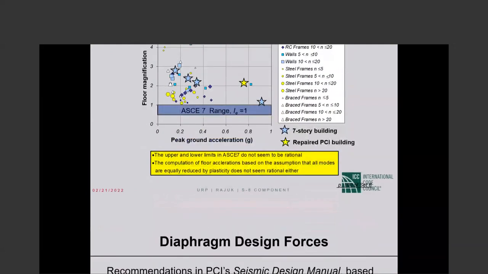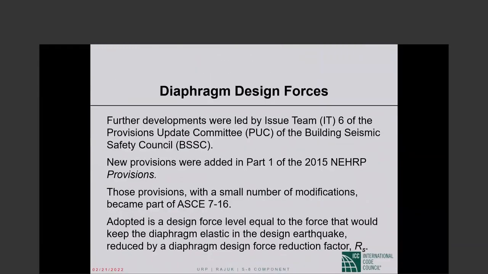In this approach, the new design force level, we are essentially saying that it's not as bad as it looks. You do not have to design for the force level that will keep your diaphragm elastic in the design earthquake, because there is overstrength in your diaphragm, there is ductility in your diaphragm. With both of those being present, if you design for a lower design force level, your diaphragm performance should be fine, and that's where the R sub S factor comes in.